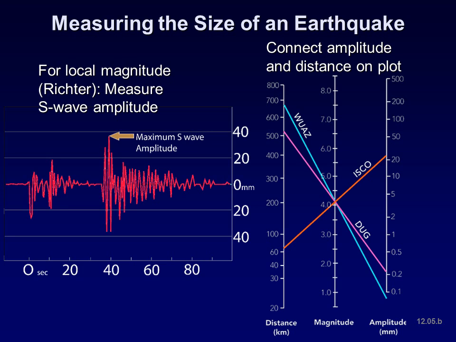Looking at the plot on the right, we're connecting amplitude and distance for the 3 stations we were just looking at in our previous example. We've got WUAZ connecting the amplitude and the distance, ISCO connecting the amplitude and the distance, and DUG connecting the amplitude and the distance. Where those all converge, where they overlap in the center, shows us what the magnitude was. So the magnitude of this earthquake from this example is right around 4.0.